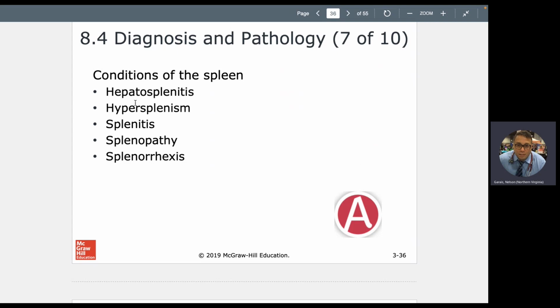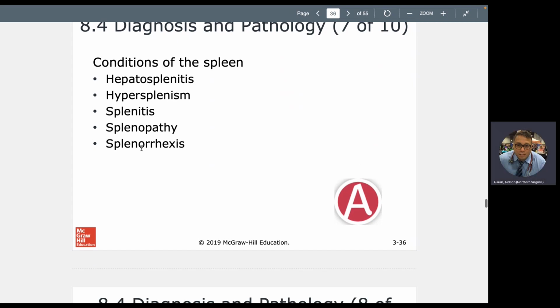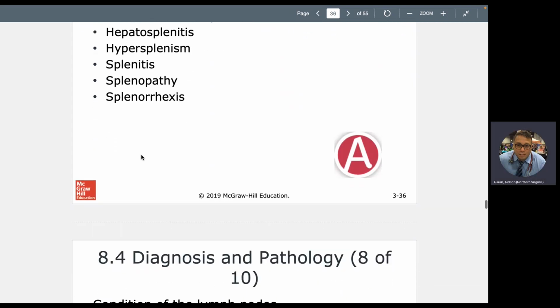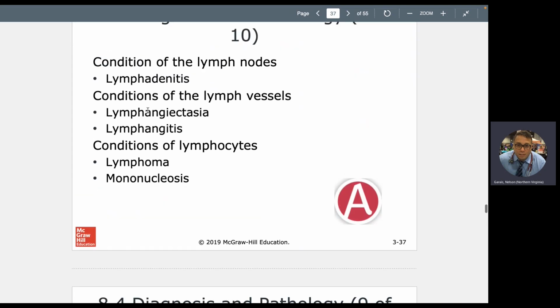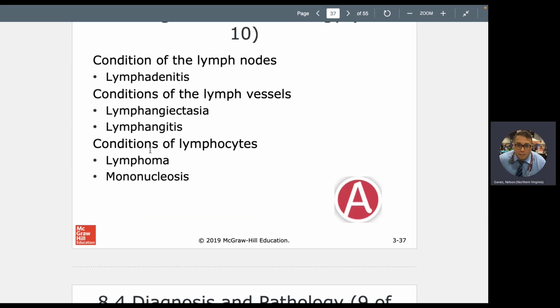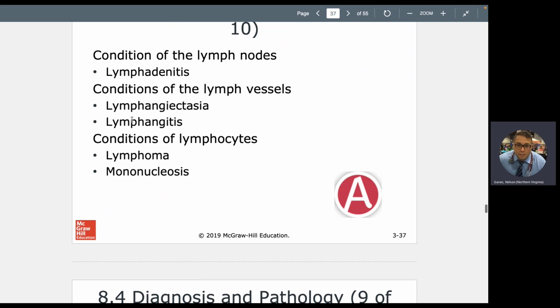Hepatosplenitis, inflammation, infection of not only your spleen, but your hepat or your liver. Hepatitis, inflammation of your liver. You guys know these suffixes. Lymphangiectasia. Lymphangitis is a more common term. Don't need to know lymphangiectasia.